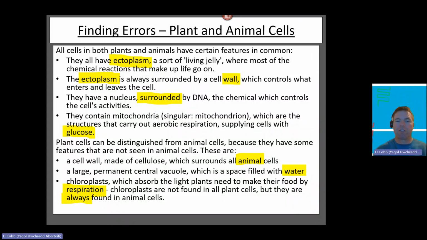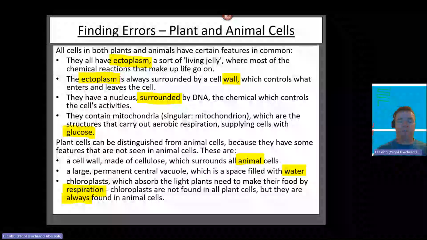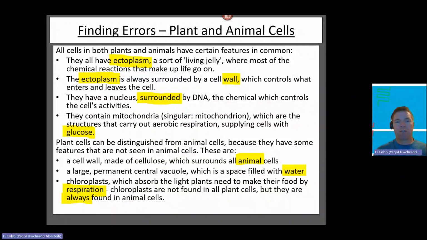It's true that chloroplasts are not found in all plant cells. For example, cells of the root wouldn't have any chloroplasts because when they're underground, there's no photosynthesis they could carry out, so there's no point in them having chloroplasts. But the vast majority of cells above the ground will have chloroplasts.